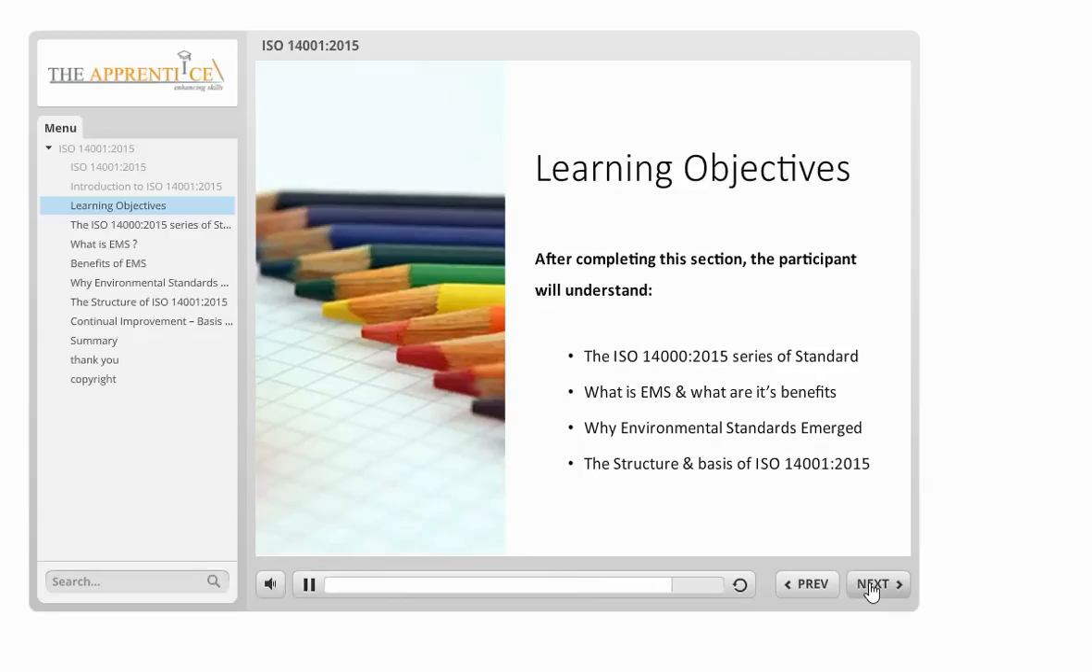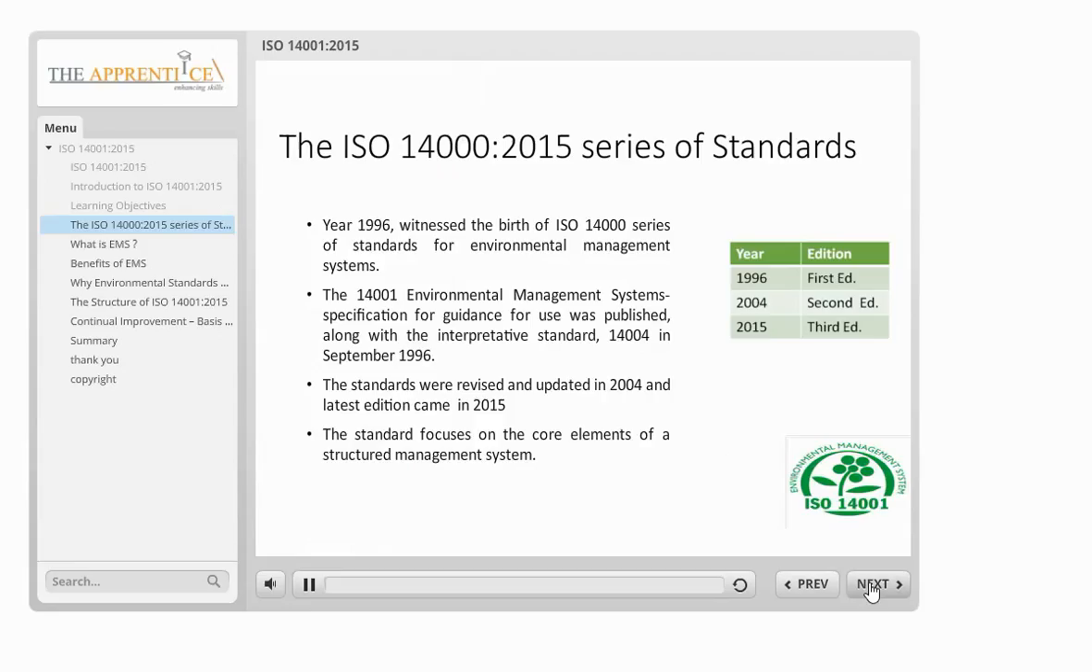The ISO 14000 series of standards for environmental management systems were published by the end of 1996. Under it, the 14001 Environmental Management Systems Specification for Guidance for Use was published, along with the Interpretative Standard, 14004, in September 1996. Both the standards were updated and revised in 2004. The latest revision was done in 2015.